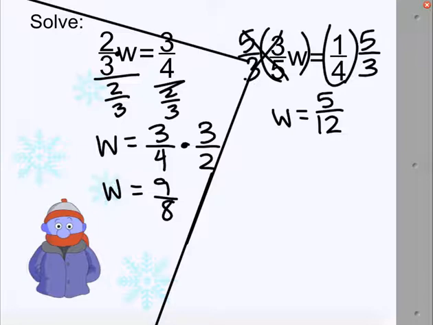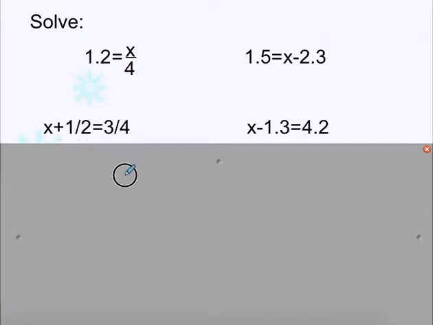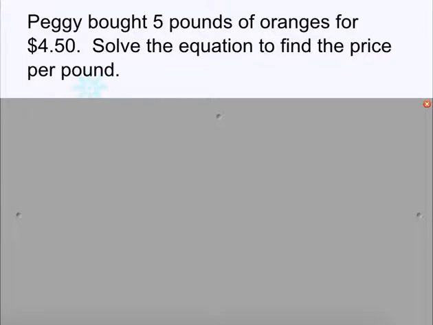All right. On all of these, just remember, you need to do the opposite operation. So on our first one, I need to multiply by 4. On the second one, I should add 2.3 to get x alone. In the third one, I need to subtract 1/2. And in the last one, I need to add 1.3.